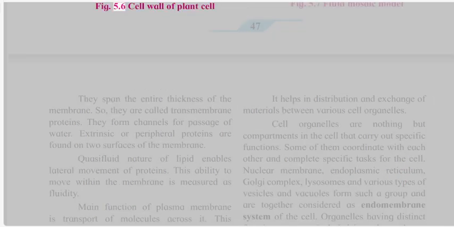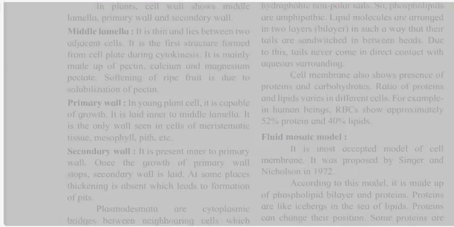Fig. 5.6 Cell wall of plant cell. In plants, the cell wall shows middle lamella, primary wall and secondary wall. Middle lamella: it is thin and lies between two adjacent cells. It is the first structure formed from the cell plate during cytokinesis. It is mainly made up of pectin, calcium and magnesium pectate. Softening of ripe fruit is due to solubilization of pectin.